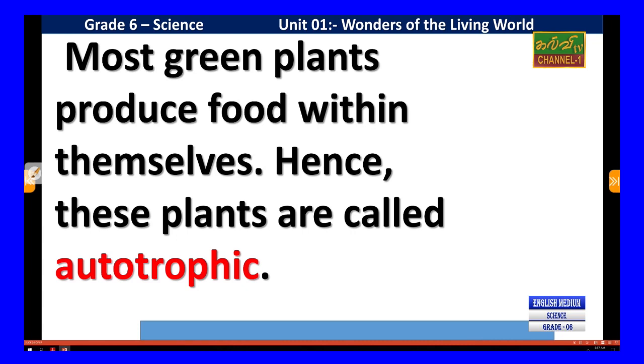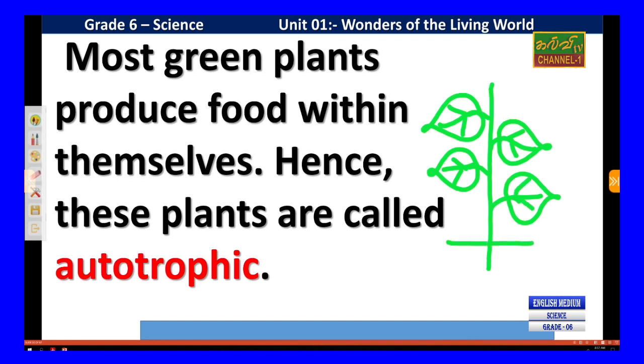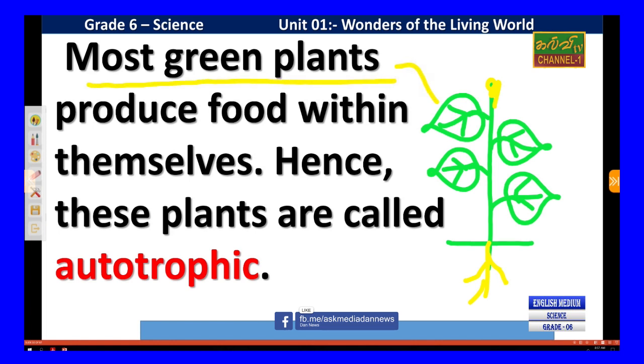Most green plants, right? You know this, most green plants. Green plants, not colorless plants. Because green is important to produce food. Most of the green plants can produce food by themselves. So most green plants produce food.